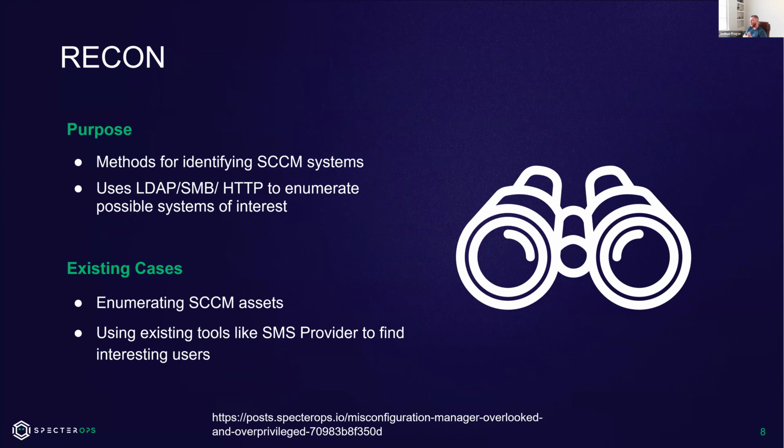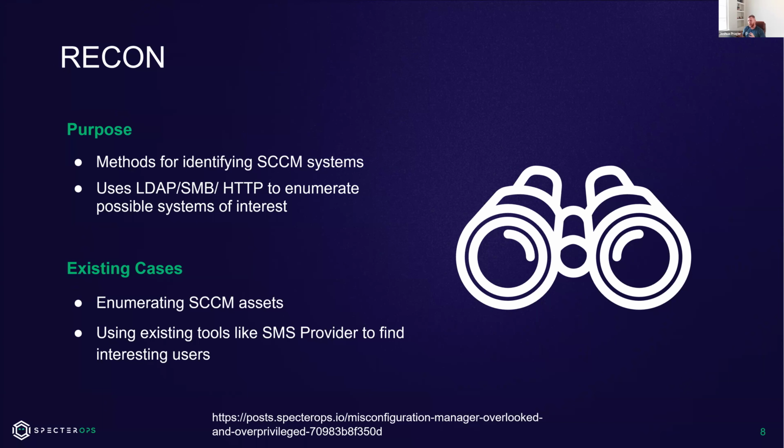All right, so starting off with recon, this is essentially methods of identifying SCCM infrastructure, okay? There's a bunch of remote ways that you can do this, and we're going to talk a little bit about some of the remote ways that we can do this, as well as how we can detect that. But just from a high level, we can use LDAP, we can use SMB, we can use HTTP remote calls to identify that SCCM infrastructure, whether we're querying the domain controller or maybe we're querying a particular distribution point, whatever it is.